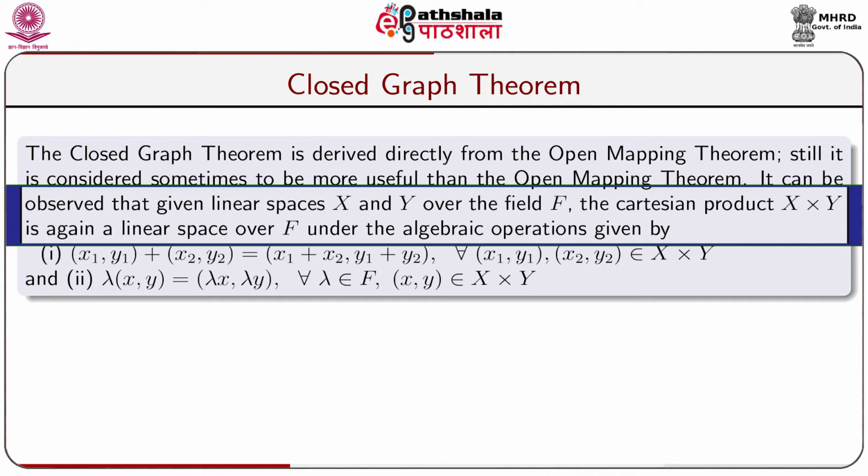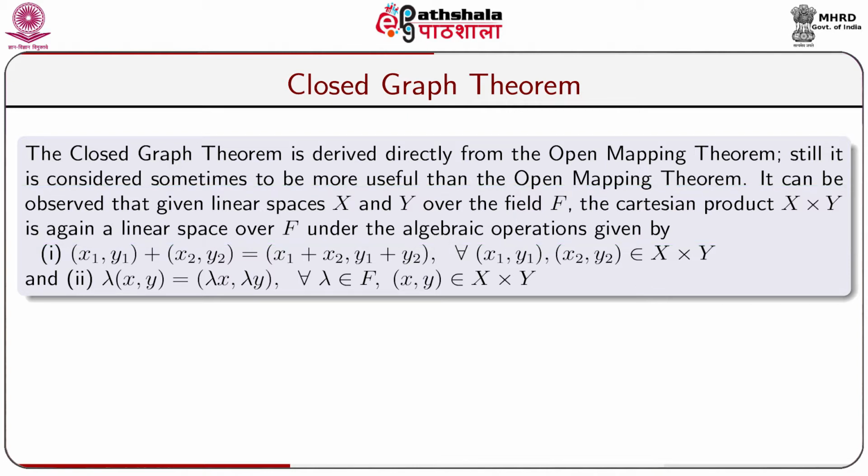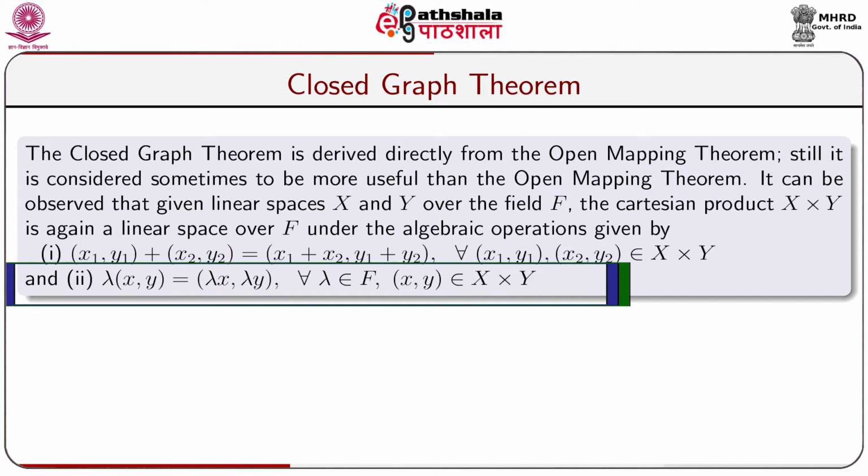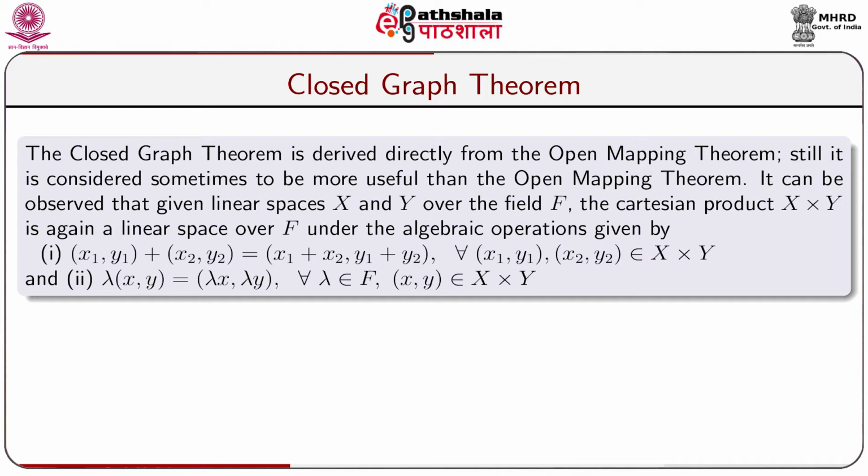It can be observed that given linear spaces X and Y over the field F, the Cartesian product X cross Y is again a linear space over F under the algebraic operations given by: one, (x1, y1) plus (x2, y2) is equal to (x1 plus x2, y1 plus y2) for all (x1, y1), (x2, y2) belonging to X cross Y, that is, the sum is taken coordinatewise; and two, lambda (x, y) is equal to (lambda x, lambda y) for all scalars lambda taken from F and for all (x, y) belonging to X cross Y.